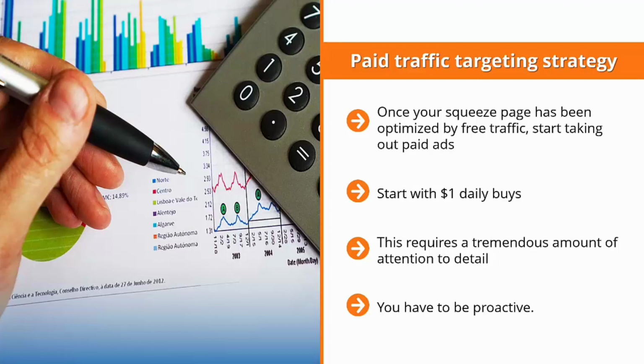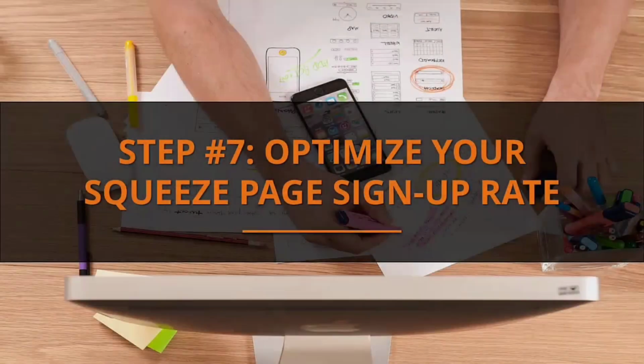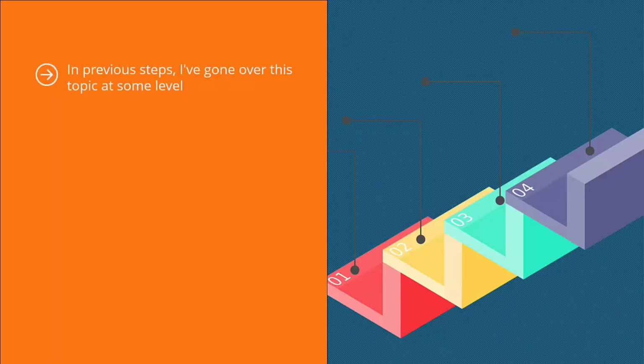At best, you would be throwing good money after bad on campaigns that are not working. Step number 7. Optimize your squeeze page sign-up rate. In previous steps, I've gone over this topic at some level. Still, optimizing your squeeze page plays a critical role in the success of your mailing list campaigns that you need to go through specialized steps to ensure your optimization efforts are correct.